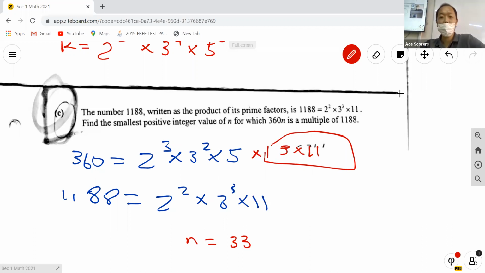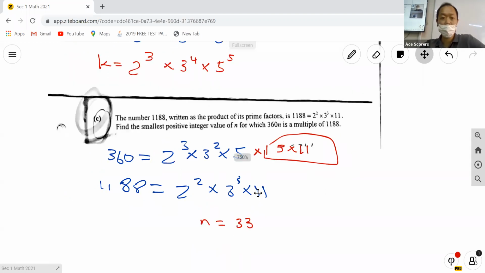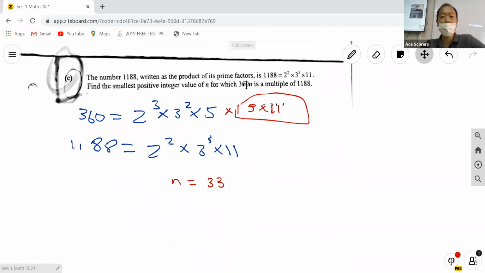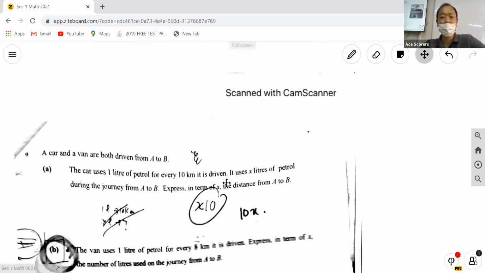Now for Blossom and Celeste, this type, we have seen a couple of them already. You're sure to see this kind of question, the multiple of n kind of thing. Next one.